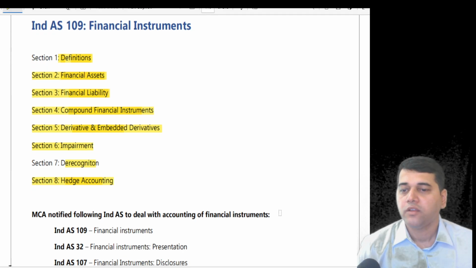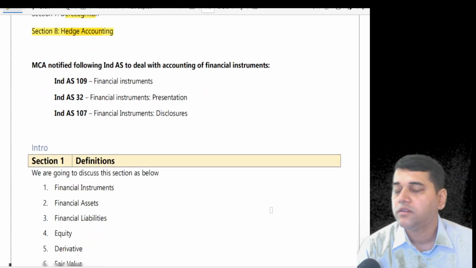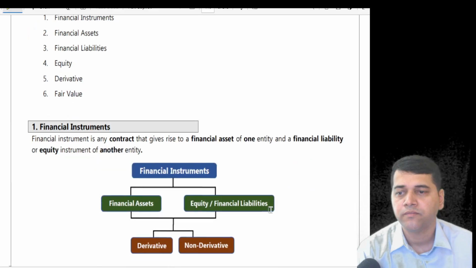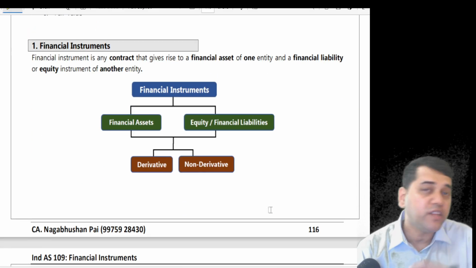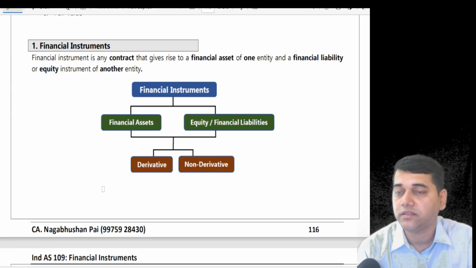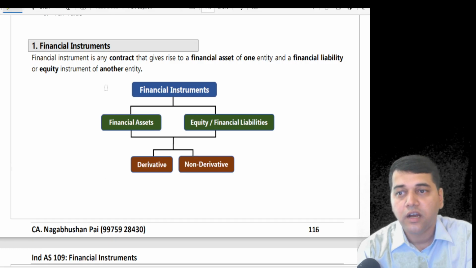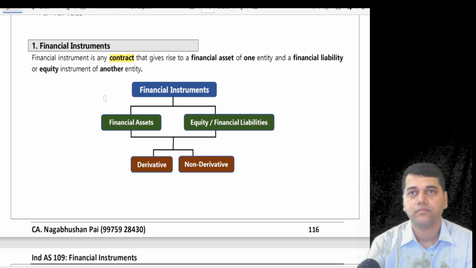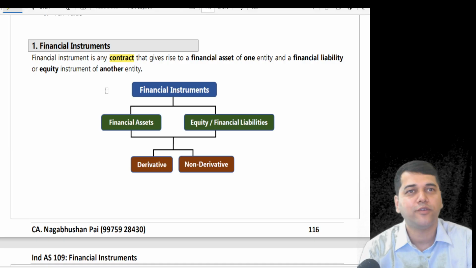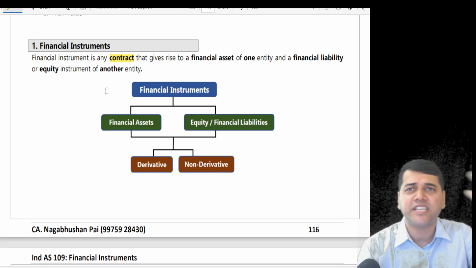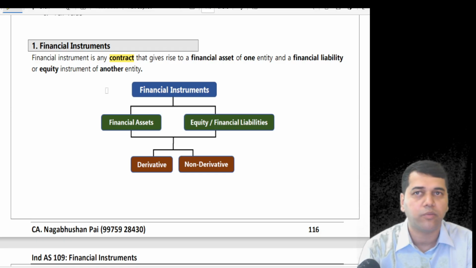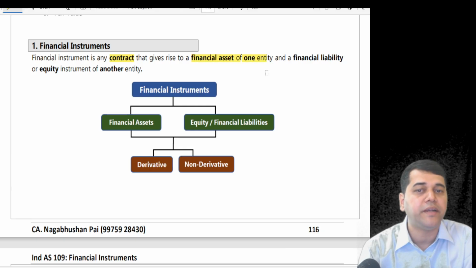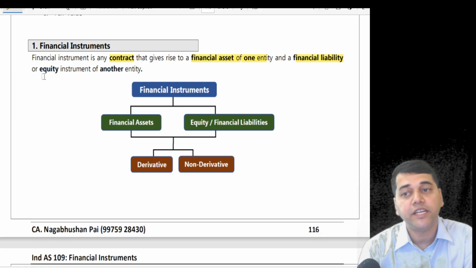Again, 3 standards are there. First we will talk about the definition. There are different definitions we will discuss. What is a financial instrument? What does the standard say? The standard says a financial instrument is any contract. What is a contract? A contract is any written agreement or understanding between two parties, documented in the form of one contract. That gives rise to a financial asset for one entity and a financial liability or equity to another entity.